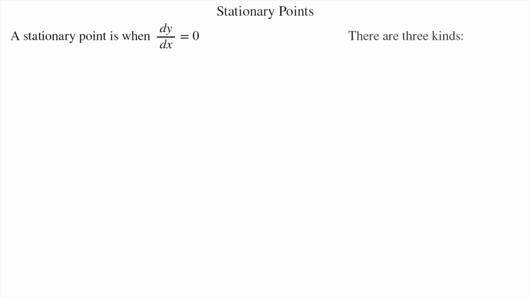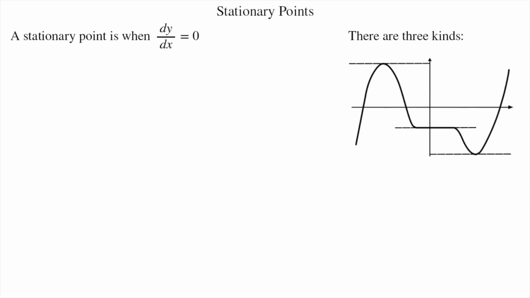We can see three such points in this diagram, one of each kind. There are maximum stationary points, where, at least in that local area of the graph, the function takes a maximum value, minimum stationary points, where the function takes a minimum value in that area of the graph, and points which are neither maximum or minimum points. These are called points of inflection.